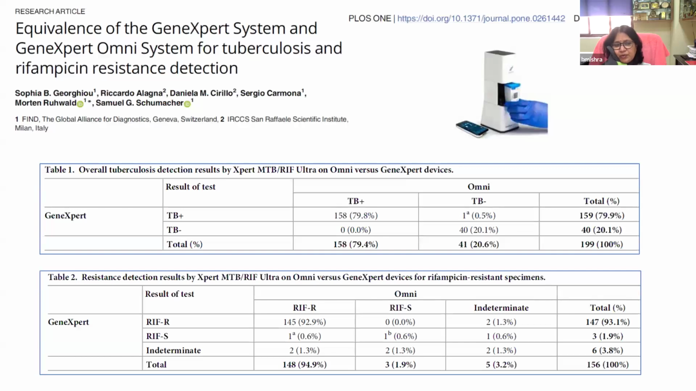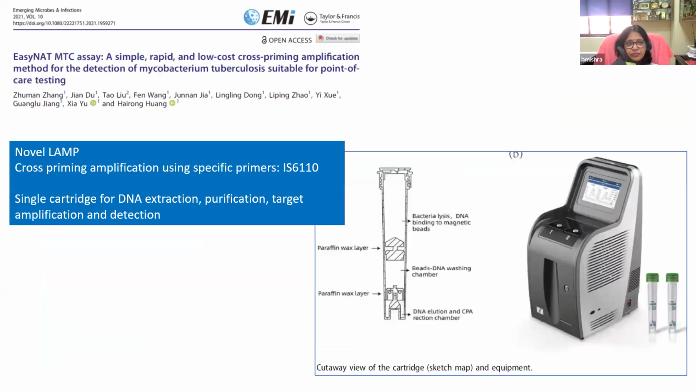This result, which I have shown here in this table, basically tells that this is non-inferior to MTB-RIF. This has been compared with RIF Ultra, and it was found that there are very minimal discordant results.